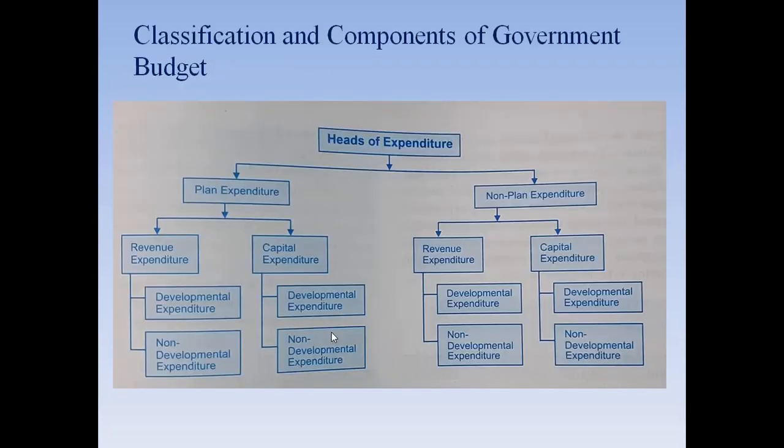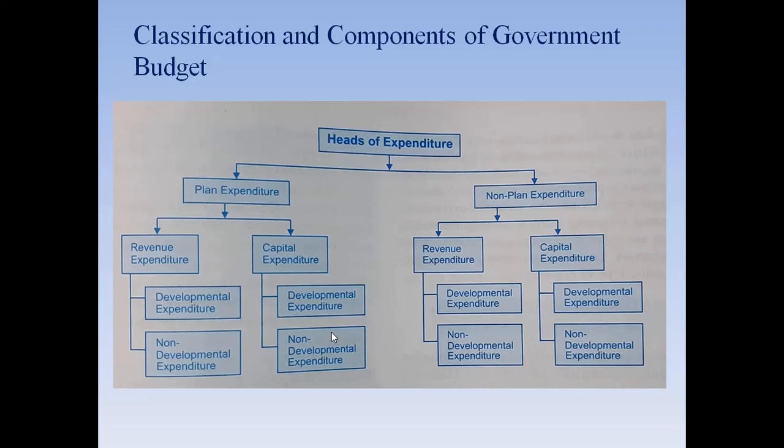Now, the classification and the components of government budget. Okay, so what are the classifications? It's already given nicely on page number 323 in your book, that is planned expenditure and non-planned expenditure. See, it's a very simple concept.